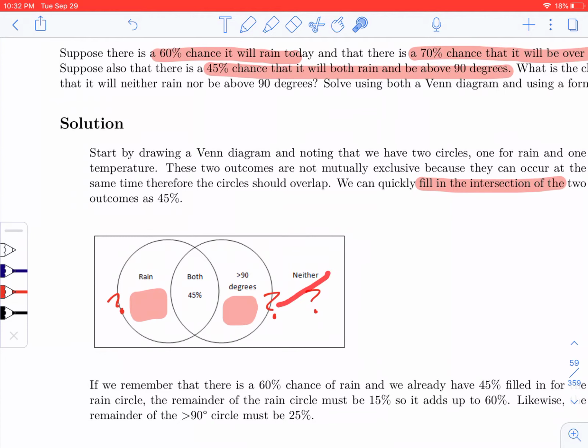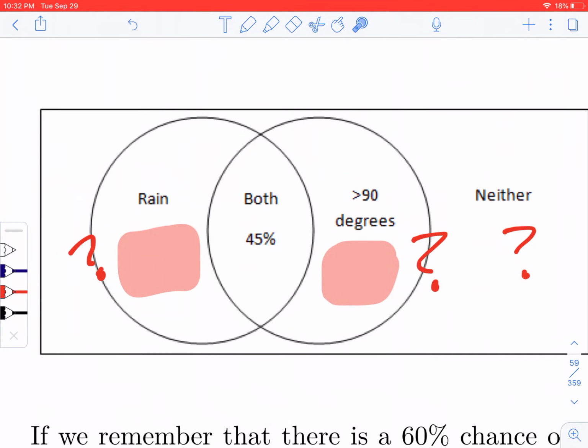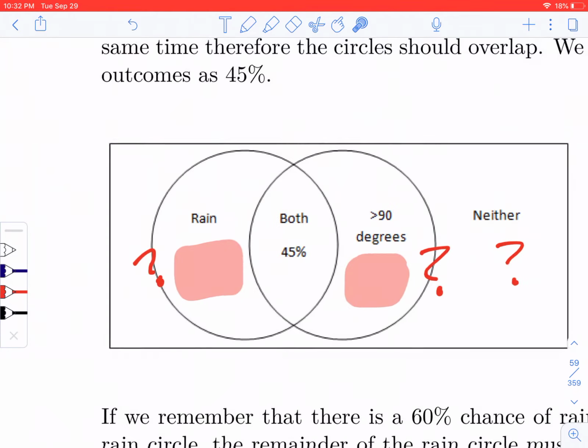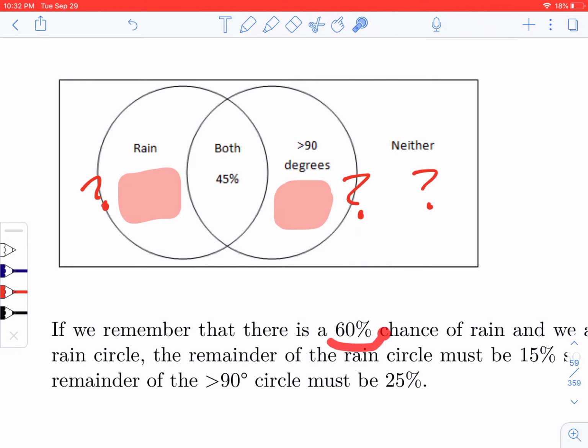So let's start with a Venn diagram. We show that there is overlap, and we're going to be looking for the region that is actually outside of everything. So let's start with the inside, the 45. Now the question comes, okay, if I have 45 that's being shared by both the 90 degrees and the rain, how do I find the stuff that is just rain? Okay? And how much do I know for the degrees? Then we'll be able to find how much is left over for the neither region.